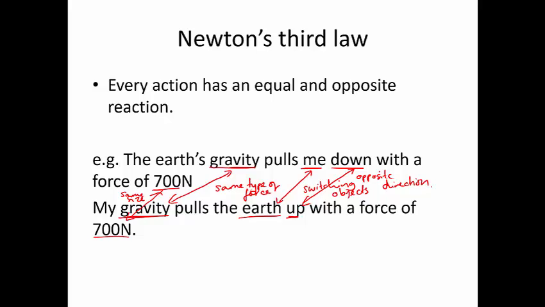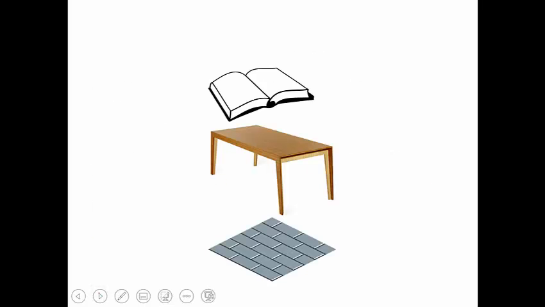Let's have a look at that in a particular scenario. So we've got a book on a table on the floor. Again, I've put the sheet on fronter, or pause the video and sketch it out. Okay, so we're going to label up what the forces are acting on each thing. We'll start with the book. The book has weight acting downwards on it, the gravity from the Earth and from the table.